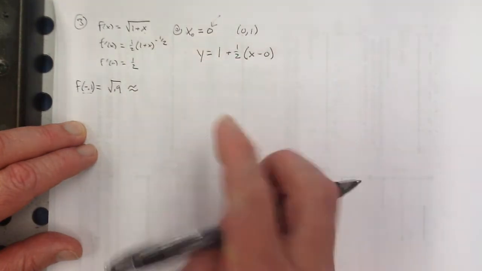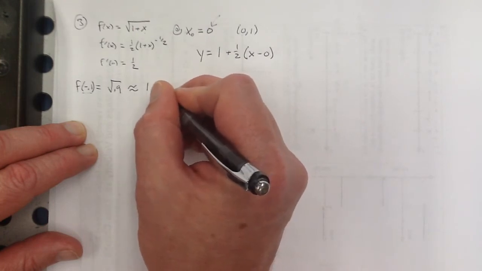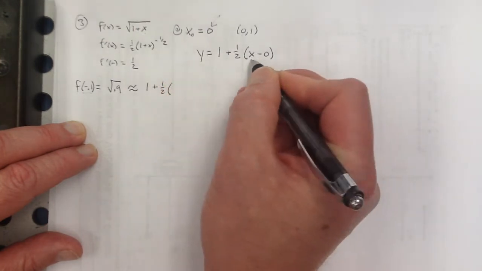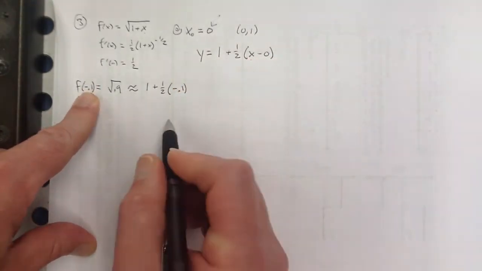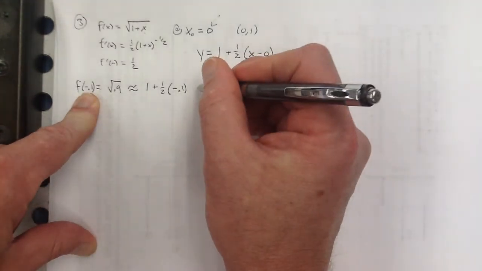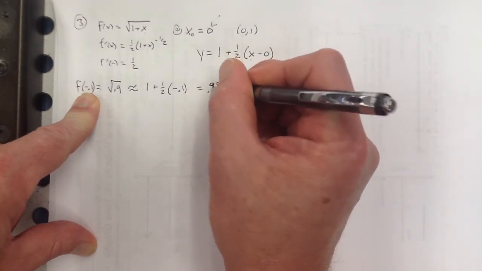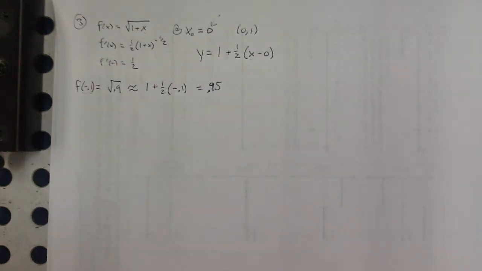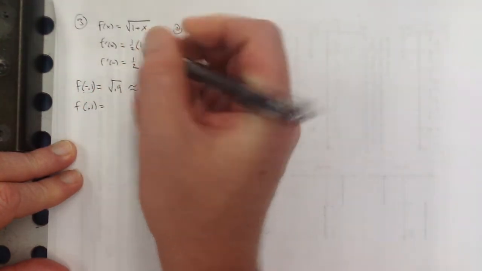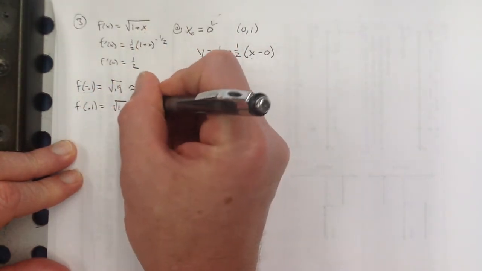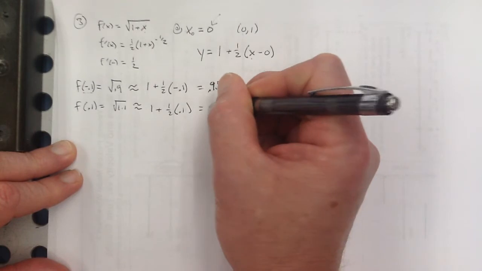And that's going to be approximately equal to, right here, 1 plus 1/2 times the x value, negative 0.1. That's 0.5, so that's going to be 0.95, I believe. All right, and then f of positive 0.1 is going to add a 0.1, and that's approximately equal to 1 plus 1/2 times positive 0.1, which is 1.05.